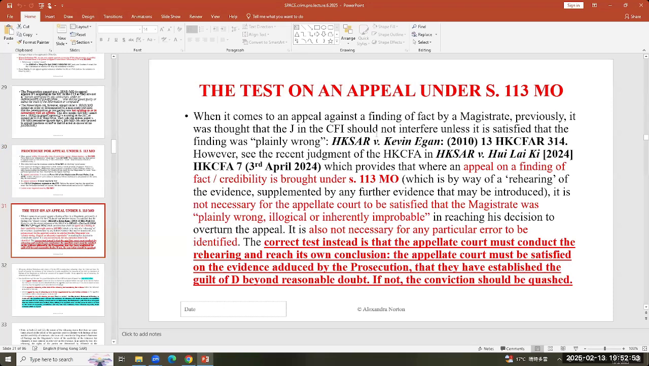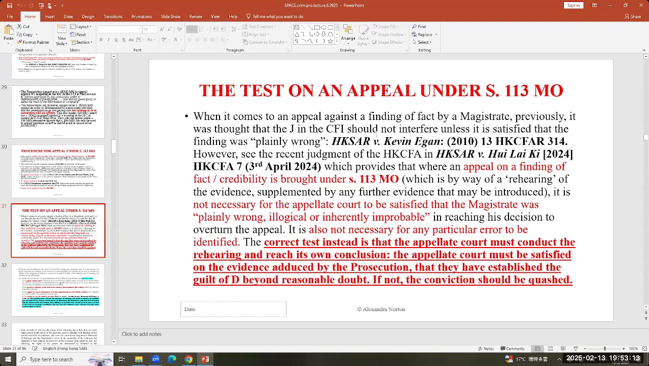Now, there was an important case less than a year ago called Hoi Lai Ki in the CFA. And this clarified the test for appealing against a magistrate's decision.